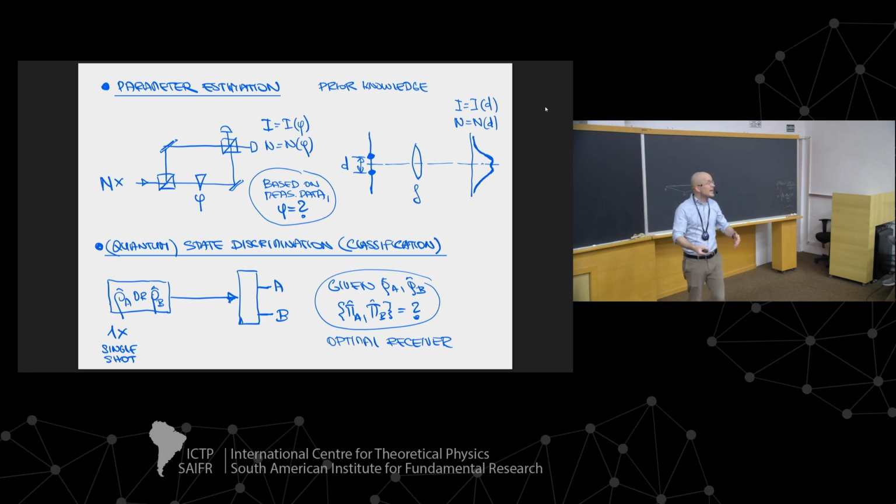We know the states which can come inside the protocol. Let's say we have two states. So we know that there is a state A and state B. We know their full description. We just don't know if in a particular run of the experiment we have A or B. They are coming randomly, in principle with some prior information.